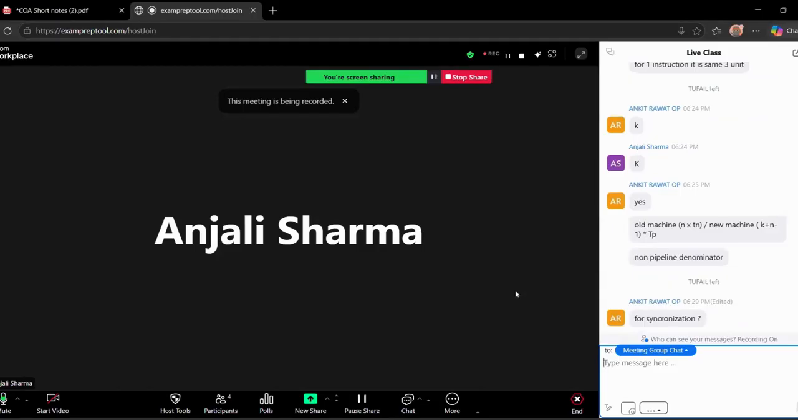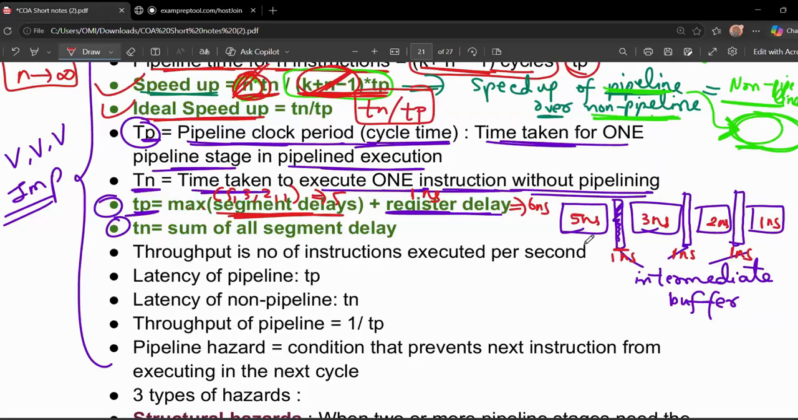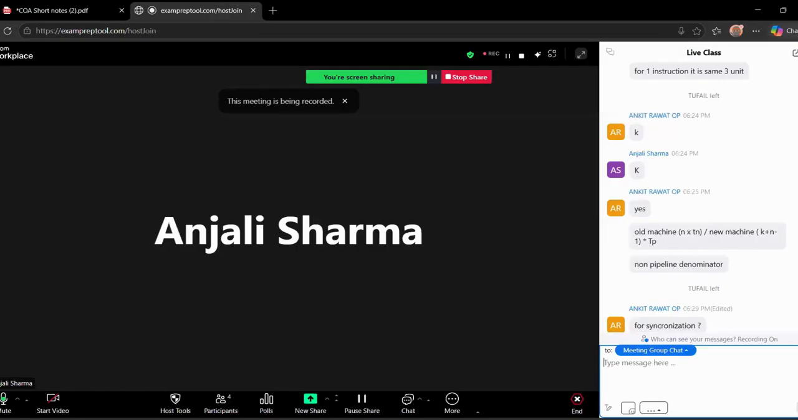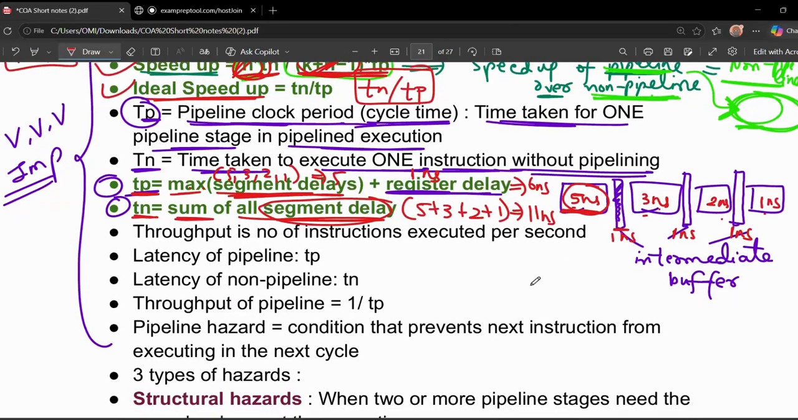Someone is asking about synchronization. Yes, for synchronization, in this formula Tp is the maximum of segment delay. It is taking 5 nanosecond because it is the bottleneck in all the stages. That's why we are taking the maximum. And to find the Tn, the non-pipeline cycle time, you just do the sum of all segment delays only: 5 plus 3 plus 2 plus 1, that will be 11 nanosecond. This way you have to find it.